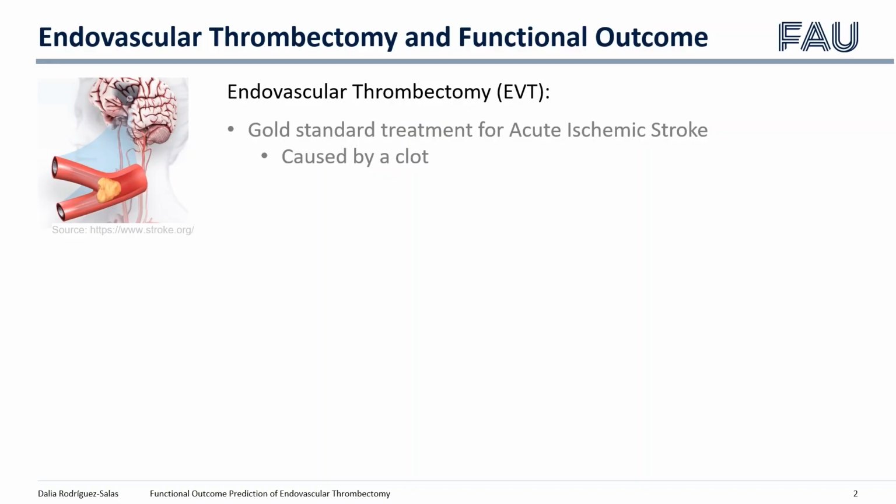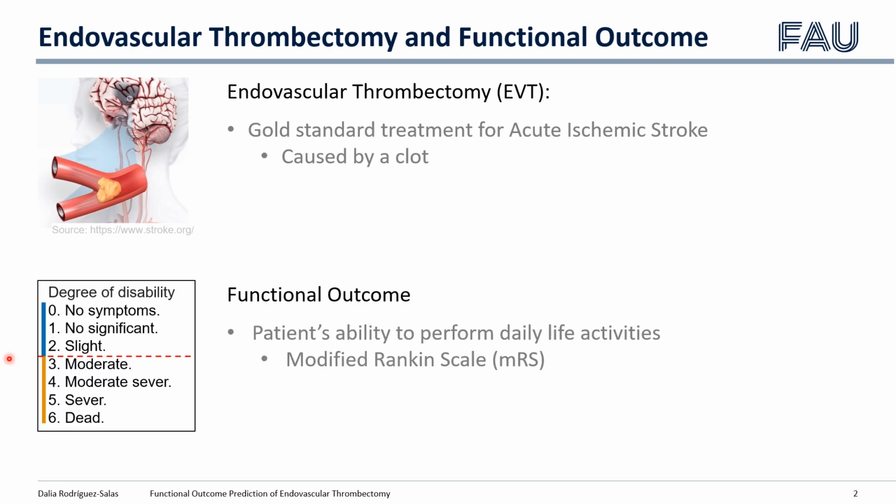To begin, I will explain the two main concepts related to the topic. The first is endovascular thrombectomy, or EVT, and it is the gold standard treatment for acute ischemic stroke, which accounts for over 70% of the strokes. This procedure is minimally invasive and aims to remove the clot that causes the ischemic stroke.